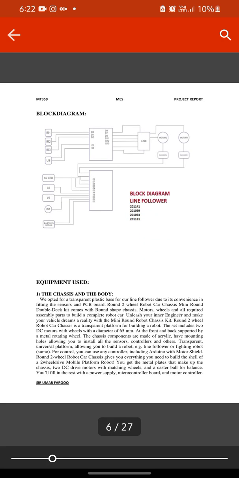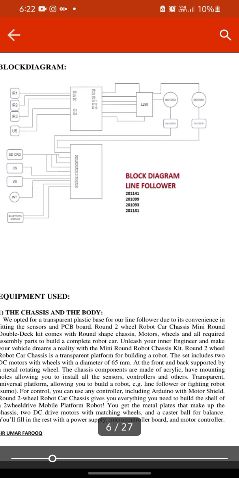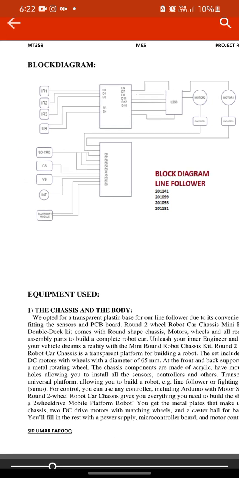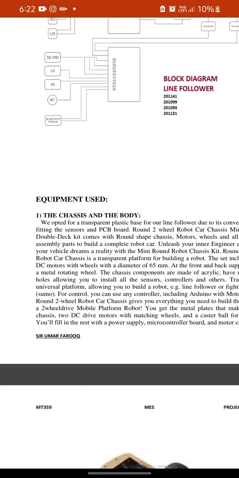So the block diagram of this project is: we used three IR sensors, one ultrasonic sensor, and then an L298 motor driver, which you can see. Now we use two motors and two encoders which send data through a second Arduino, and the SD card is attached to the second Arduino so that encoder data will be saved to the SD card. And then we used a current sensor, voltage sensor, interrupt and a Bluetooth module.